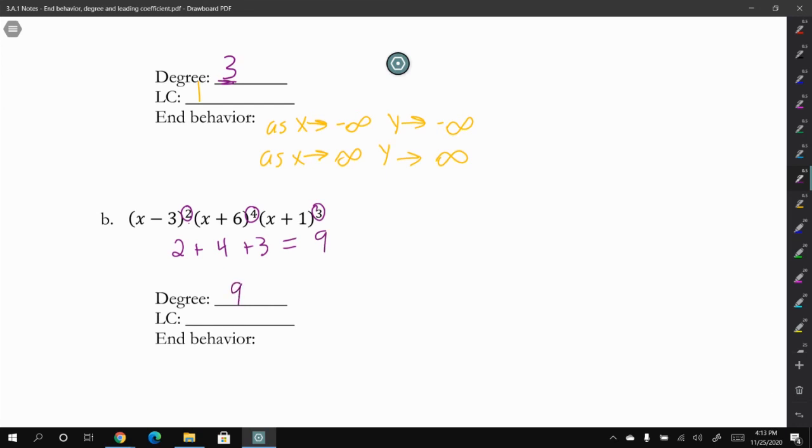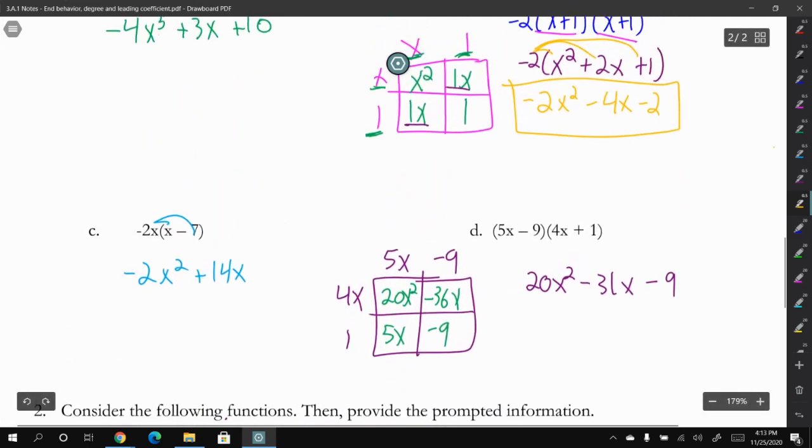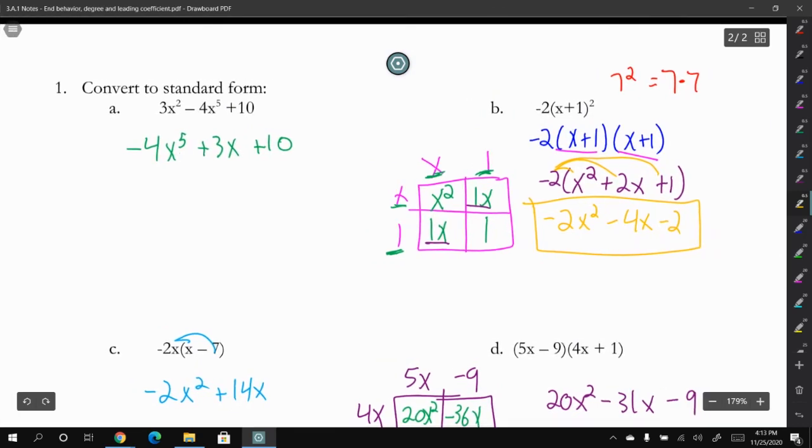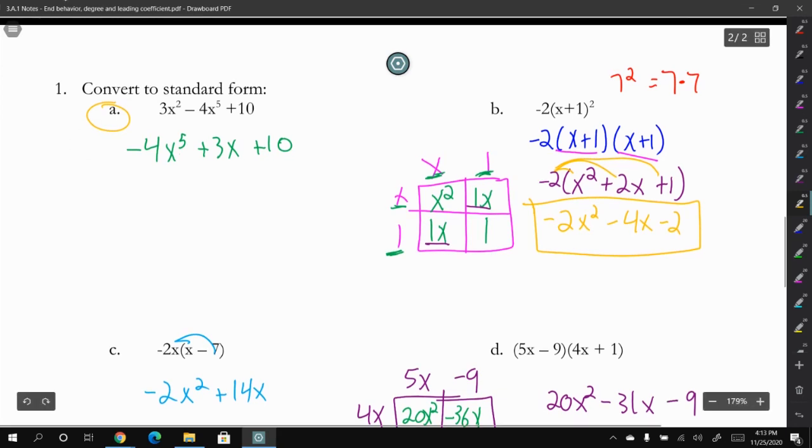This only works if you are given a function in intercept form. These are our 3 intercepts here. We can just take these exponents and add them up, and that will give us the degree. We couldn't do that for something like number 1a up here. That one's already in standard form. We're not going to take and add these exponents 5 and 1. This only works in intercept form. That is the biggest mistake I see when it comes to this problem.